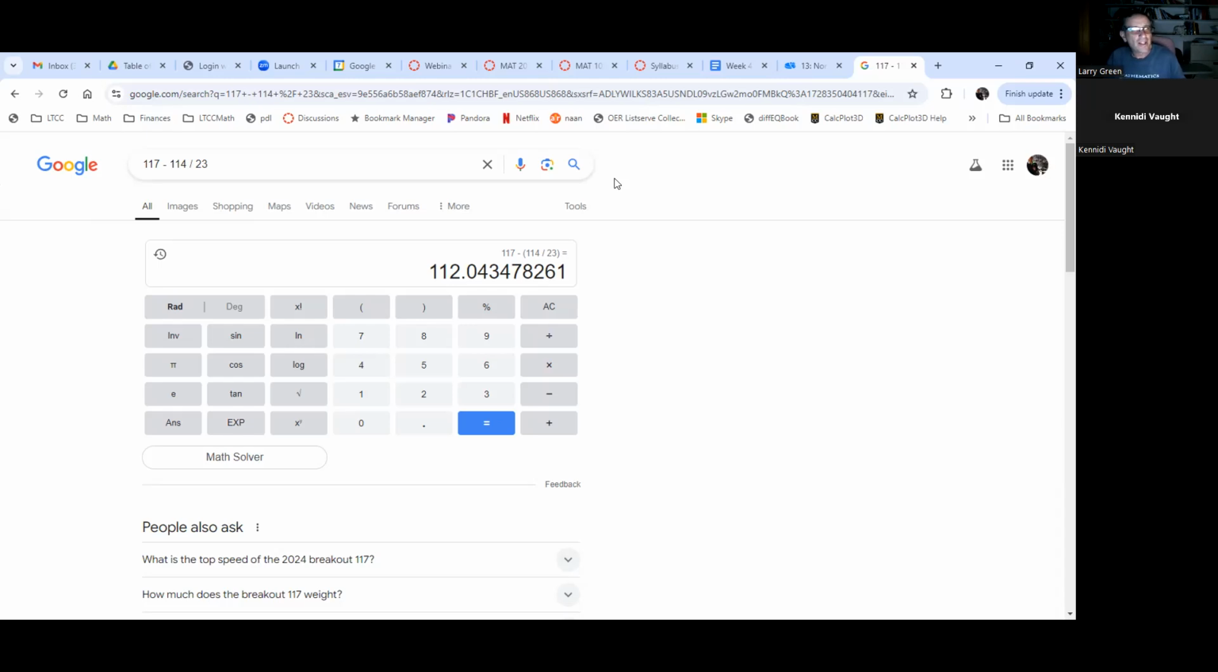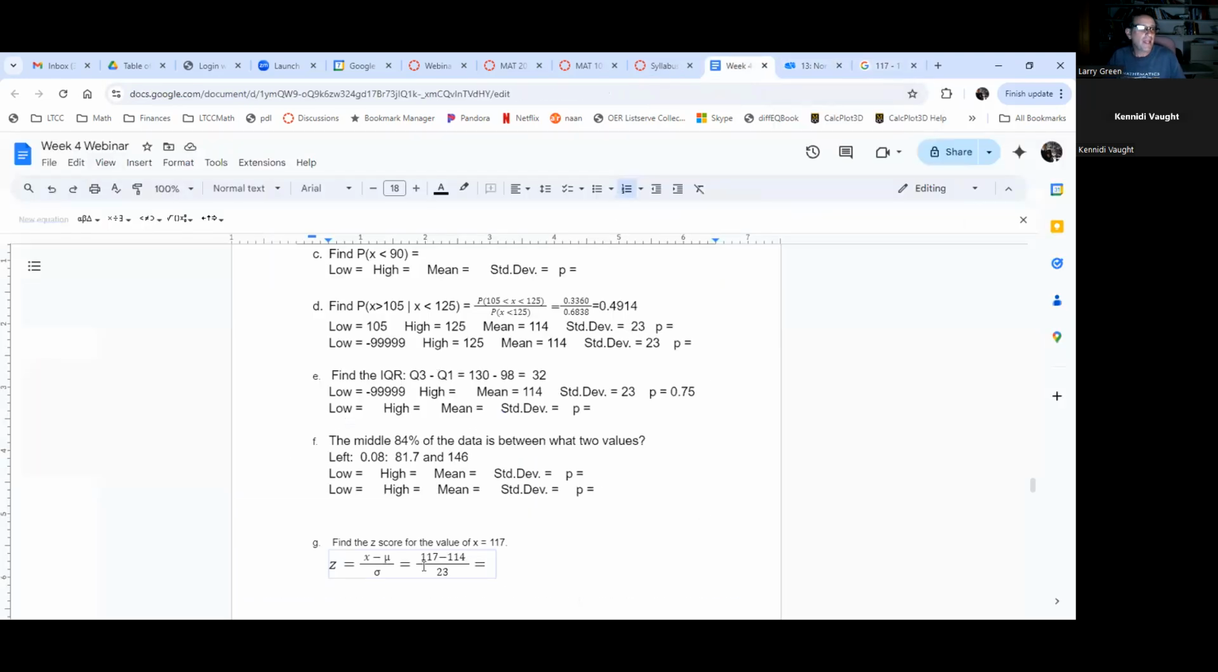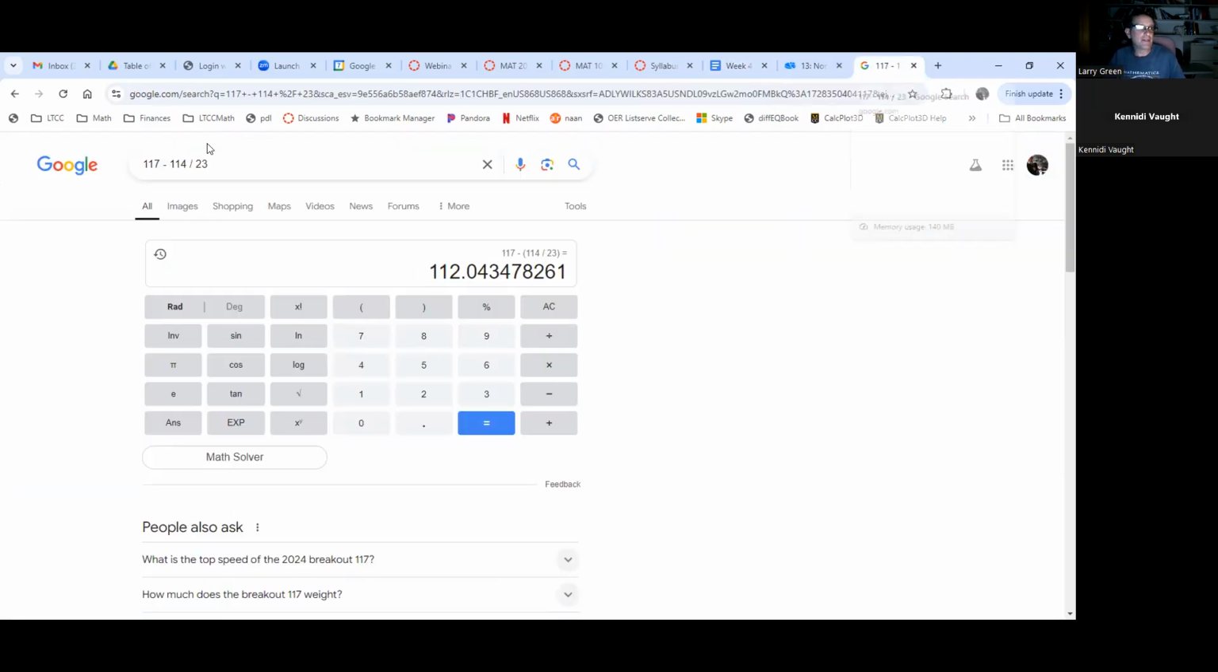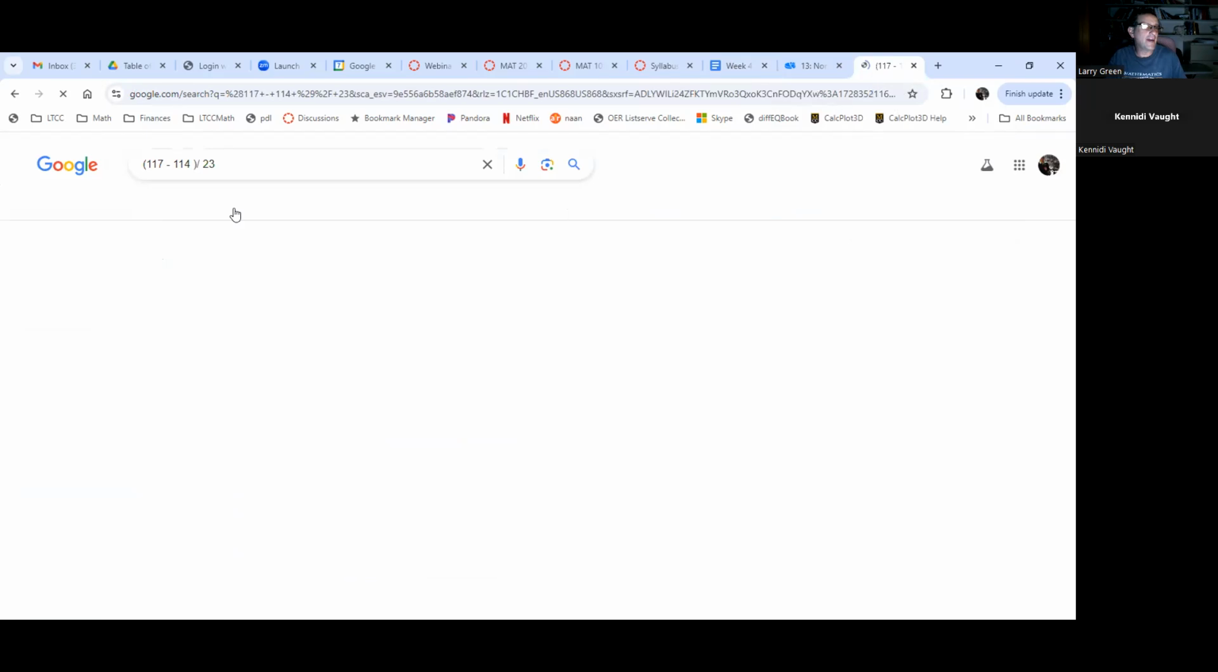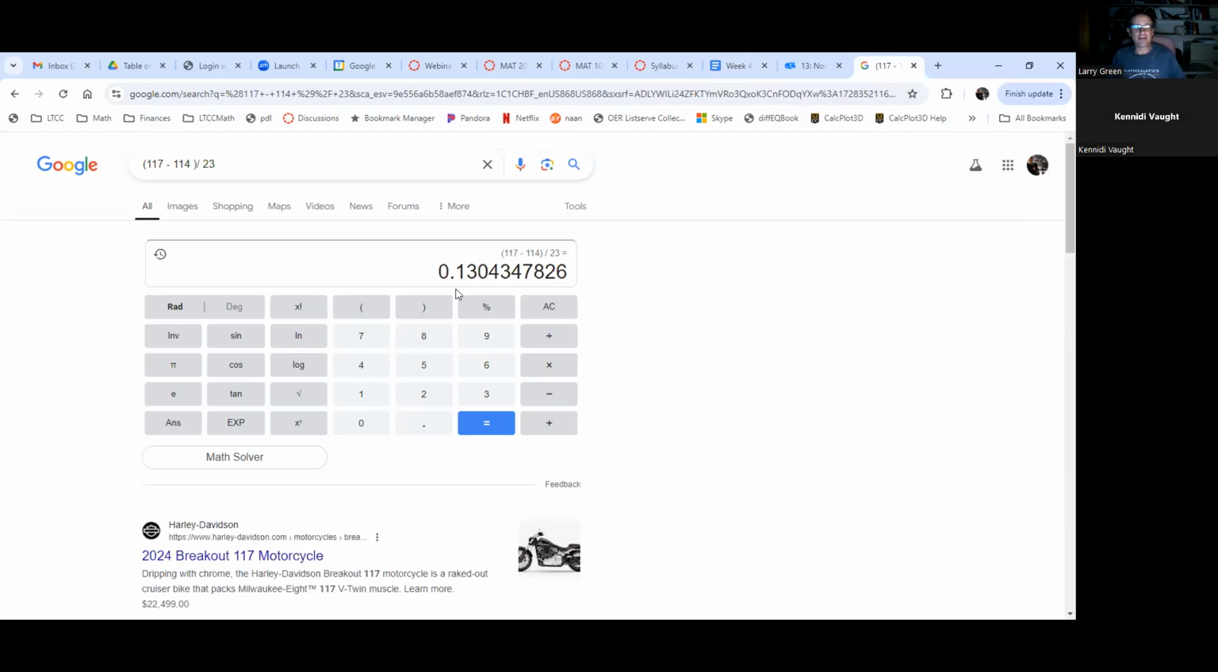It's the wrong order, kind of. The order of operations is wrong. So the 117 minus 114 has to happen before you divide by 23. And the way you make that happen on a calculator is you use parentheses. Now if I hit enter, I get the right answer, which is about 0.13. Any questions on that? It's a mistake a lot of people make, so don't make that mistake.